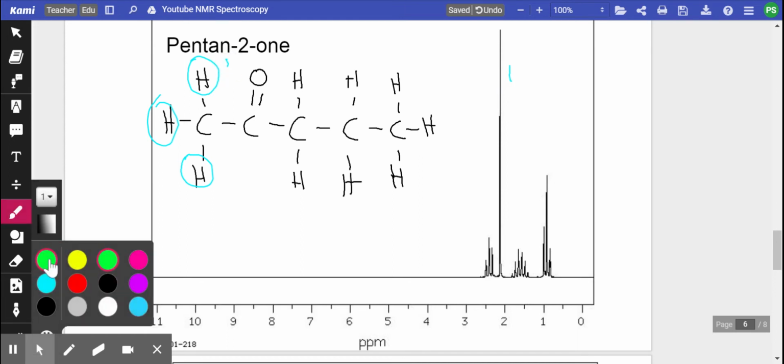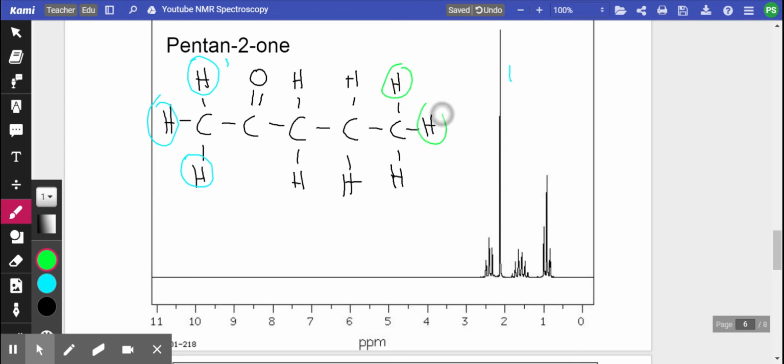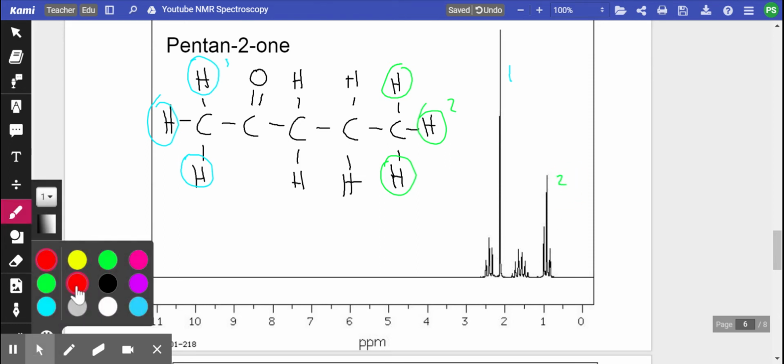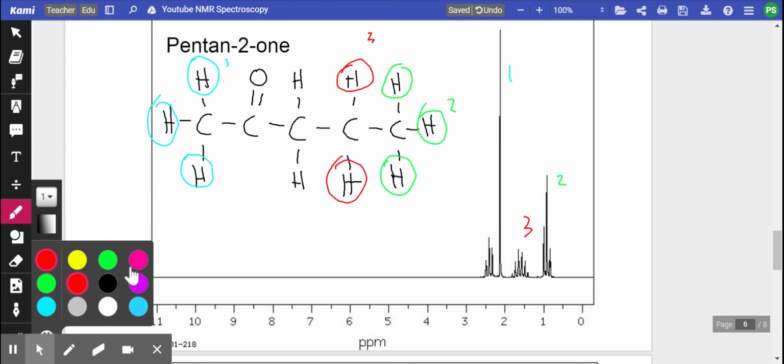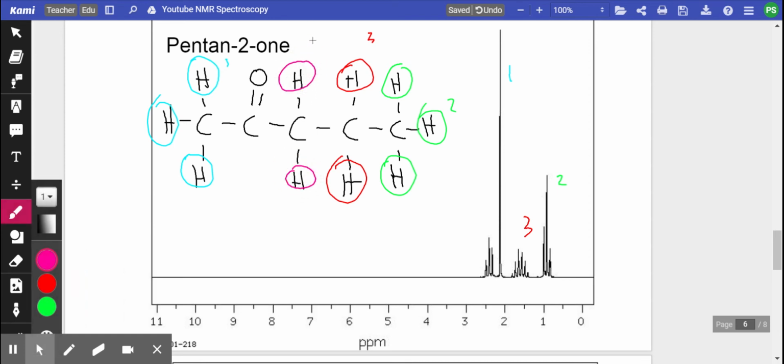Now, the second environment is this one here, and it's quite far from the carbonyl group, and therefore it is quite low on the scale. And number 3, we can think about this one here, which is a bit closer to the carbonyl group, so needs a weaker magnetic field than environment number 2. So this is environment number 3. And finally, we have environment number 4. This is now also very close to the carbonyl group, so it might be somewhere here.